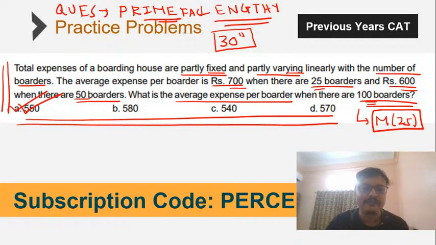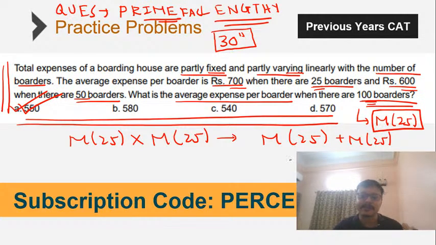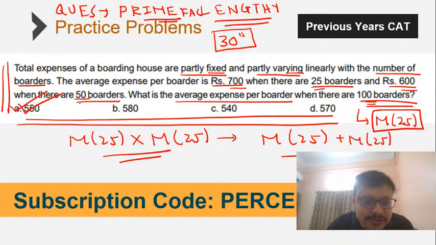Always remember, any value which is a prime factor in the question will have to be a prime factor in the answer. Why? Because if you multiply two numbers which are multiples of 25, you'll always get an answer which is also a multiple of 25. Similarly, if you add two numbers which are multiples of 25, you still get an answer which is a multiple of 25. So always remember, if you're looking at a particular prime factor in the question, that always has to be there in the answer, and that is irrespective of which chapter or topic it is.